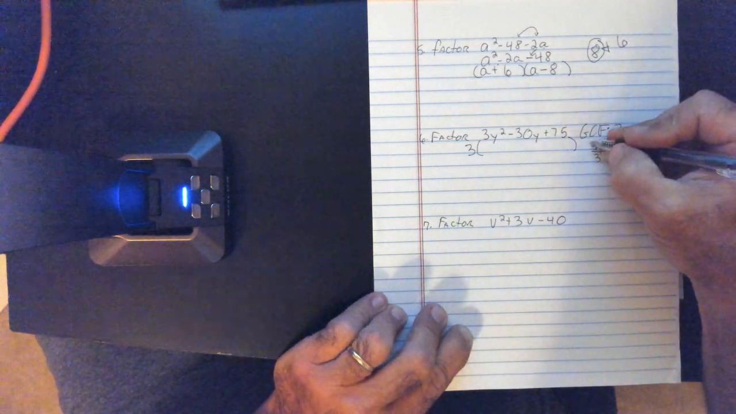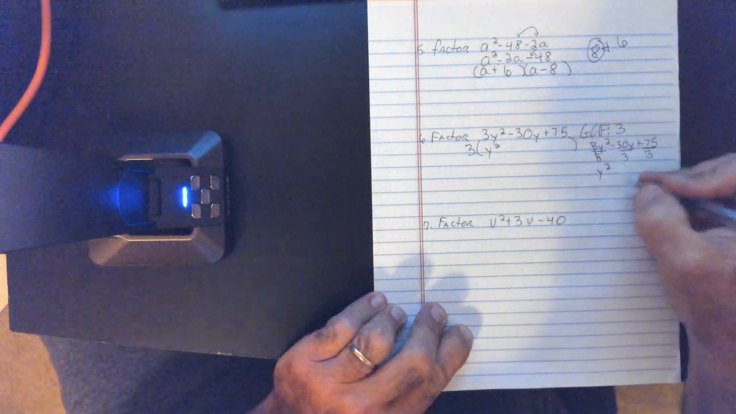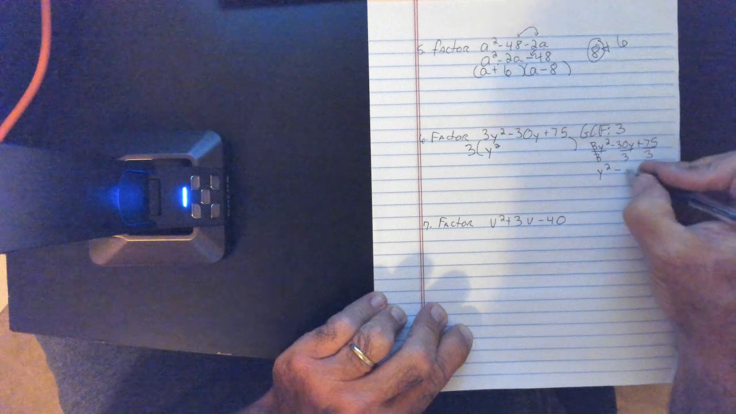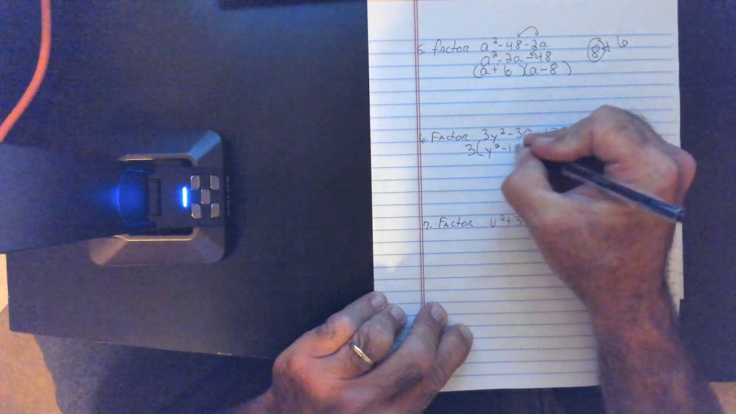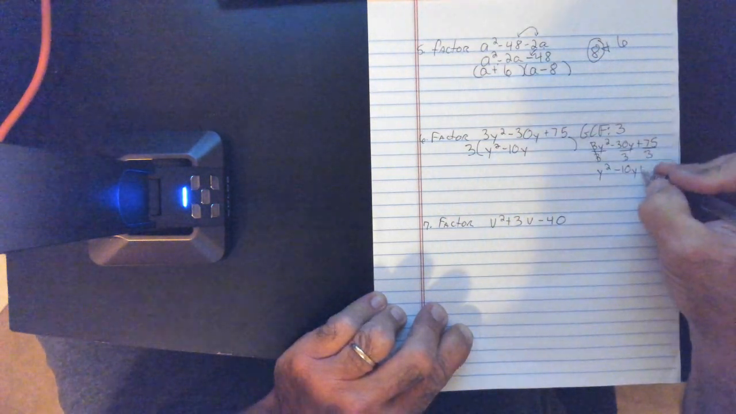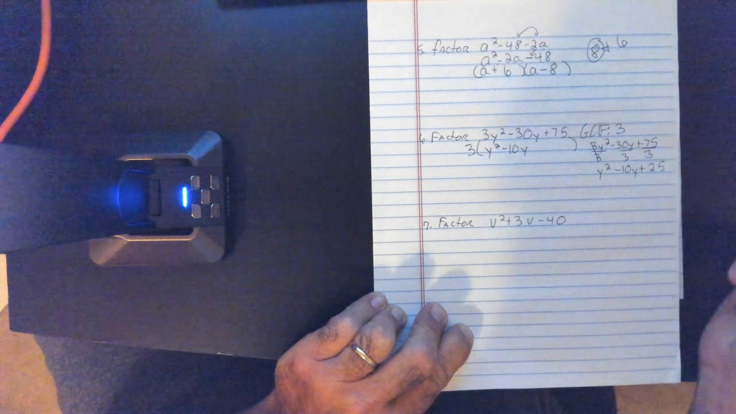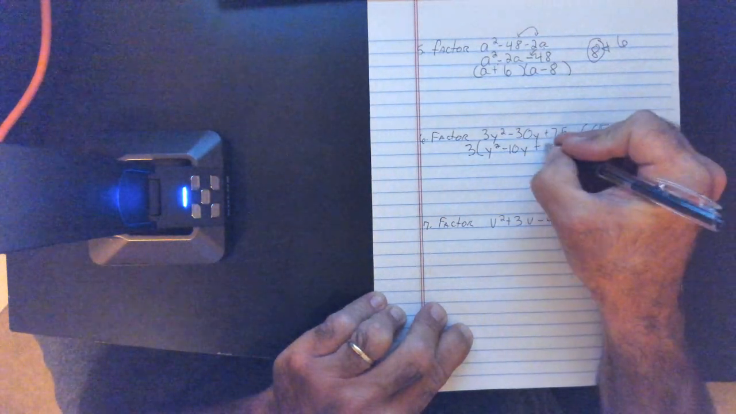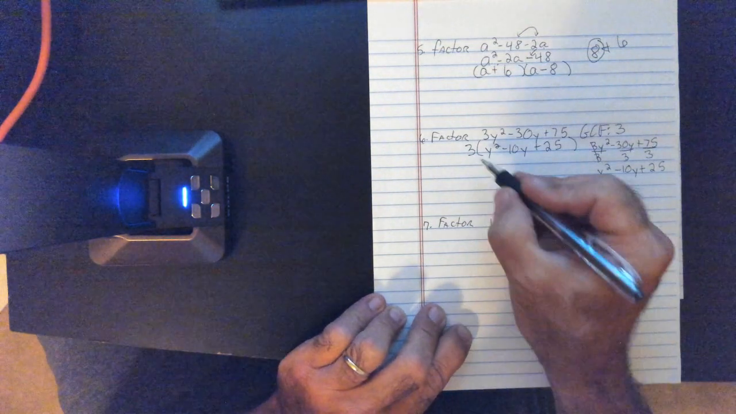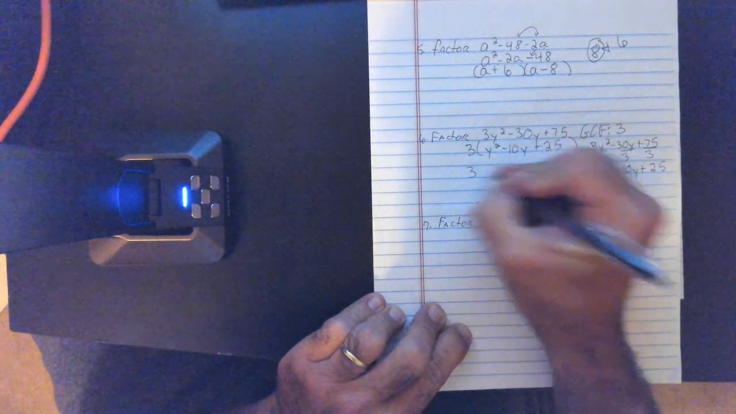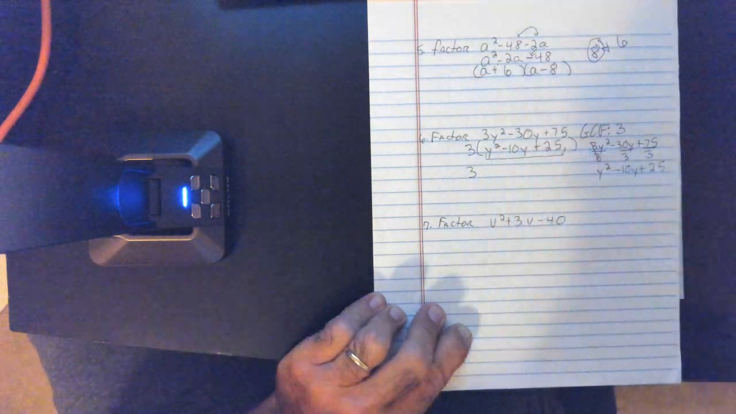Well, here the 3's cancel, so you get a y squared minus 30 divided by 3 gives me a 10, bring down the y. So next will be a negative 10y plus 75 divided by 3 is 25. So at the end is a positive 25. Now, we got to keep bringing that 3 down because we factored it out as a GCF. What we're going to do now is factor the trinomial.